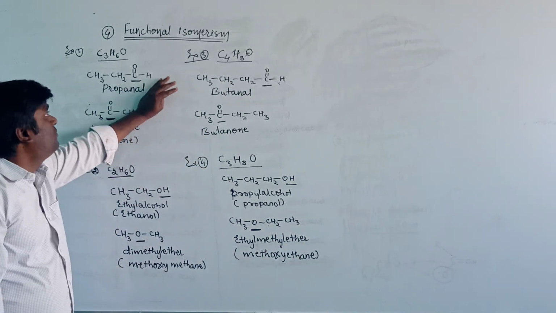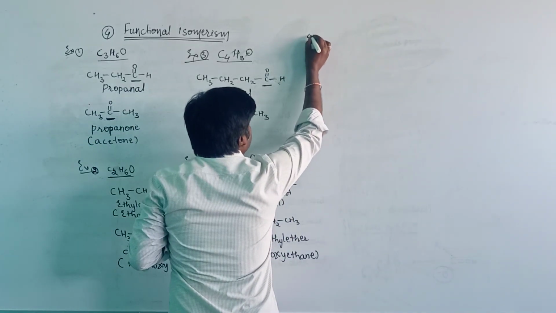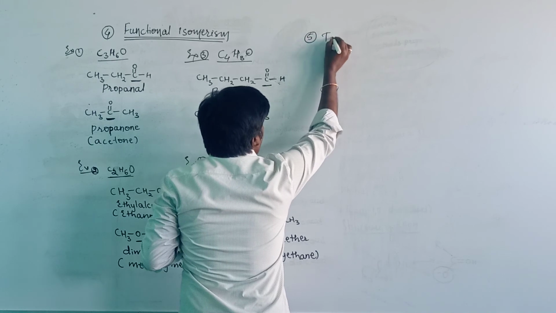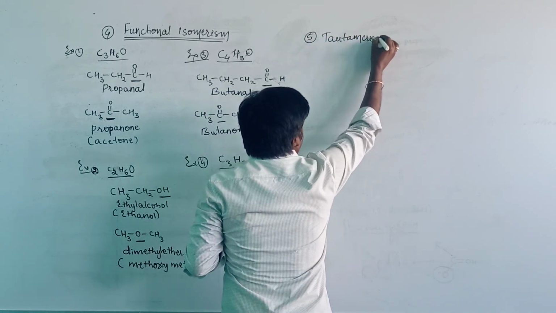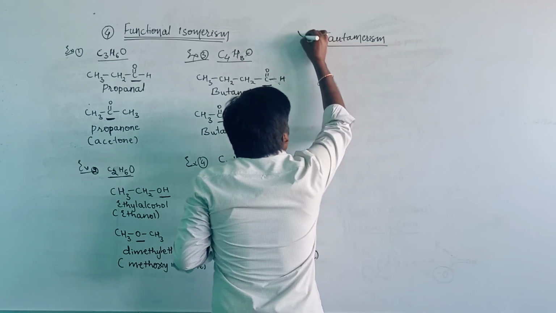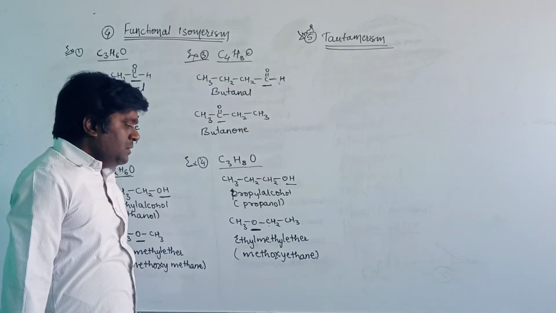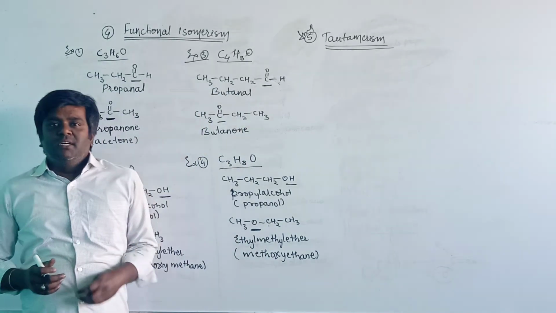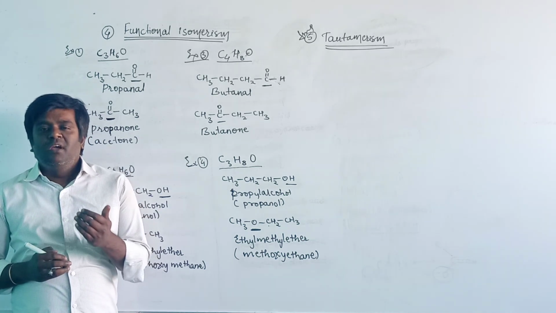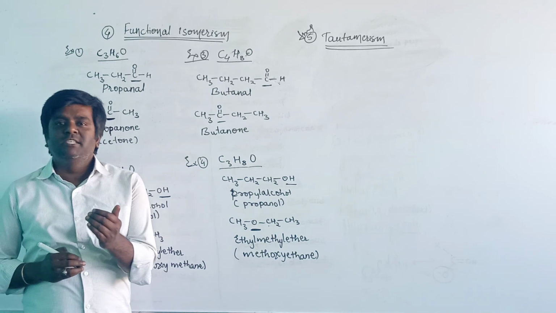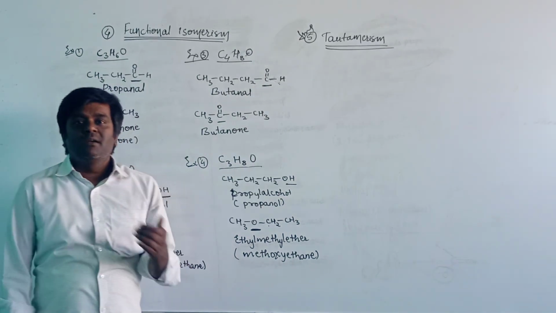This is about the functional isomerism. Okay. The last one in structural isomerism is tautomerism. Tautomerism, important. Tautomerism means these are a special type of functional isomers in which a dynamic equilibrium exists simultaneously, known as tautomers, and that phenomenon is known as tautomerism.